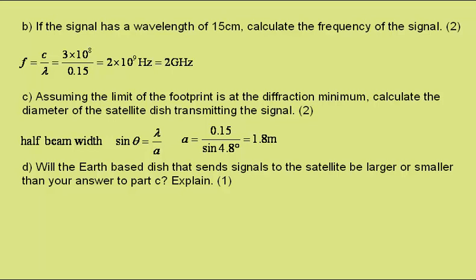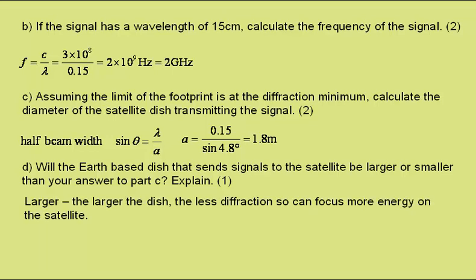Part D. Will the Earth-based dish that sends signals to the satellite be larger or smaller than your answer to Part C? And explain. There's only 1 mark for this. It's unlikely you'd get a mark for saying larger or smaller. The mark would be for the explanation. Well, the ground-based dish would be larger, because the larger the dish, the less diffraction, and so it will be able to focus more energy onto the satellite, meaning a lower power signal can be sent in the first place.